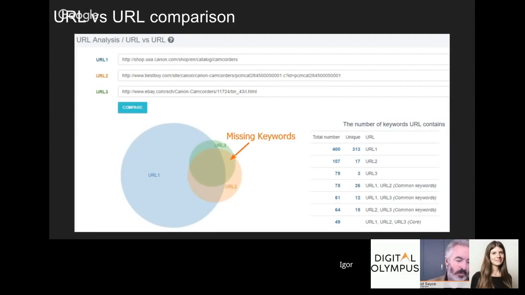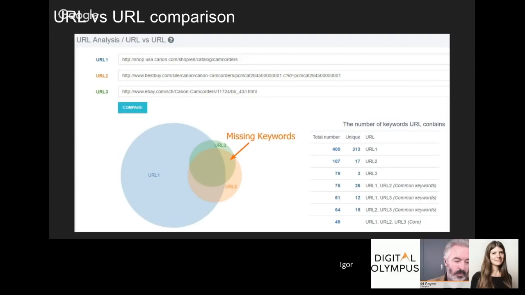We fix that by analyzing pages instead of websites. As you can see here, I have 3 URLs. All of these URLs are category pages for camcorders on websites like Best Buy, eBay, and Canon.com. The arrow with the words missing keywords is pointing at the most valuable data here.